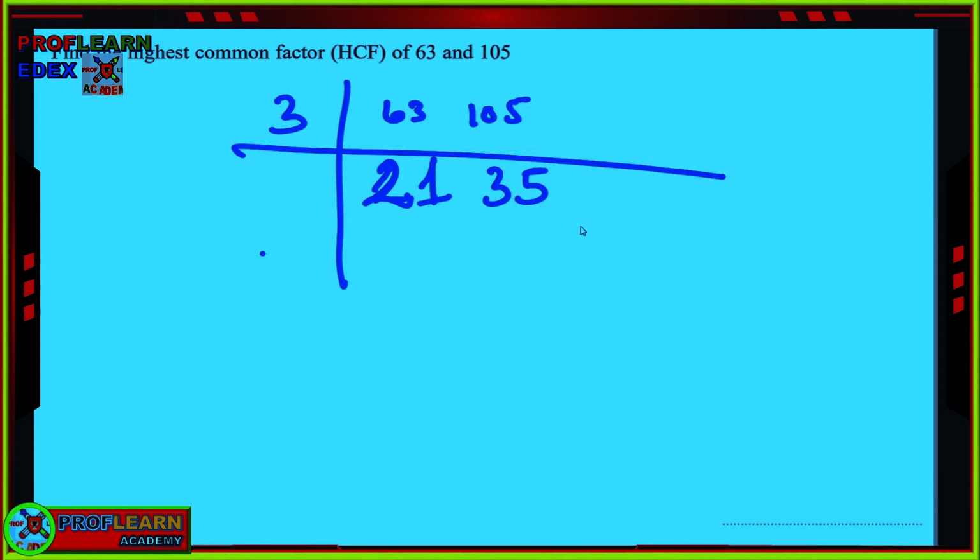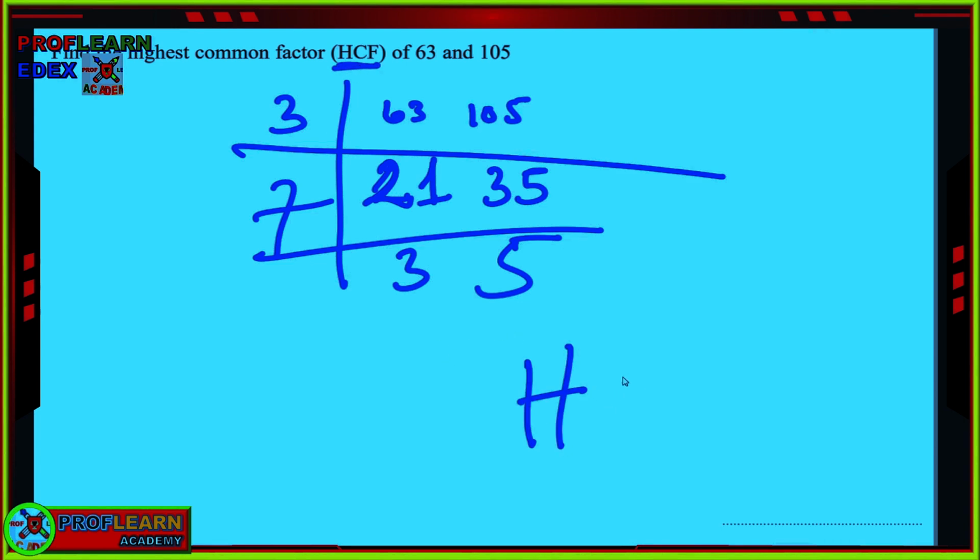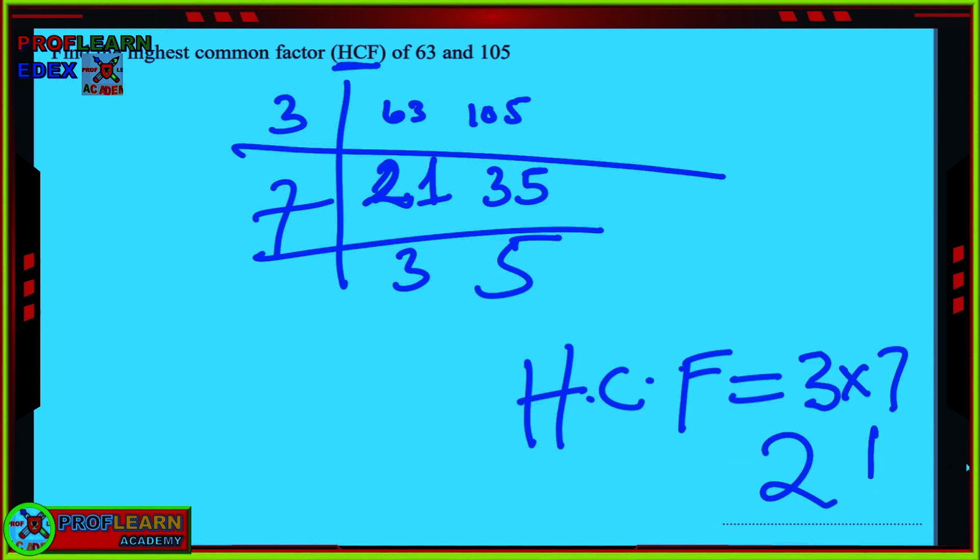Which number can also divide this? Check. 7 can divide here, which is going to be 3, and here 7 goes to that 5 times. So you can see now there is no number which can divide these two numbers. When we are finding the highest common factor, you stop at that point, and then we can say the highest common factor is going to be 3 times 7, which translates to 21.